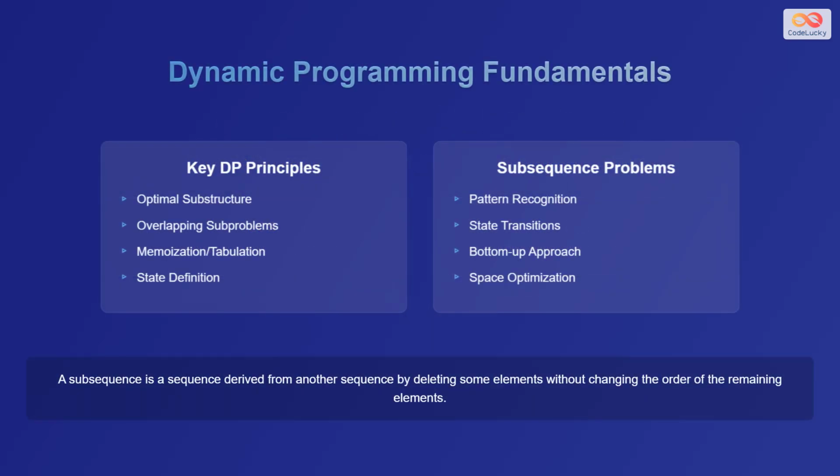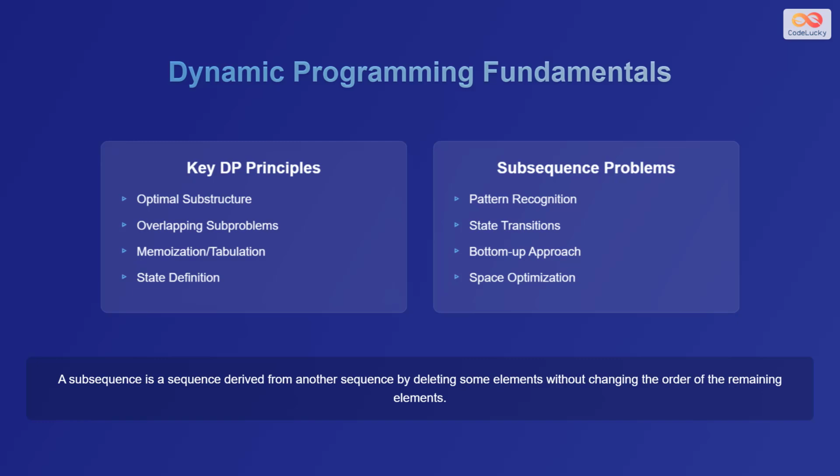Before diving into specific subsequence problems, let's review the fundamental principles of dynamic programming. The key dynamic programming principles are optimal substructure, which means that the optimal solution to a problem can be constructed from the optimal solutions of its subproblems. Overlapping subproblems, meaning that the same subproblems are solved multiple times, which can be optimized using dynamic programming. Memoization and tabulation, which are the two main techniques to store and reuse the results of subproblems. Finally, state definition, which involves identifying the variables that define the subproblems.